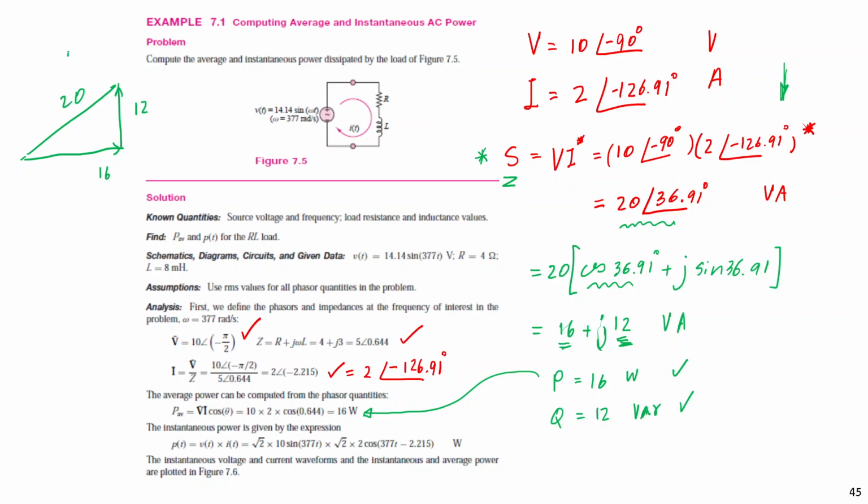This is the square root of 16 squared plus 12 squared, right? This is P and this is Q. What is the power factor? This angle is 36.91 degrees. And what is the power factor? Power factor would be 16 by 20.